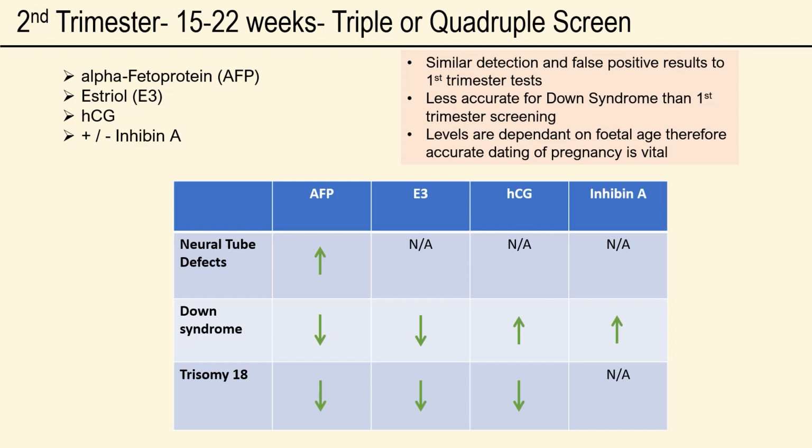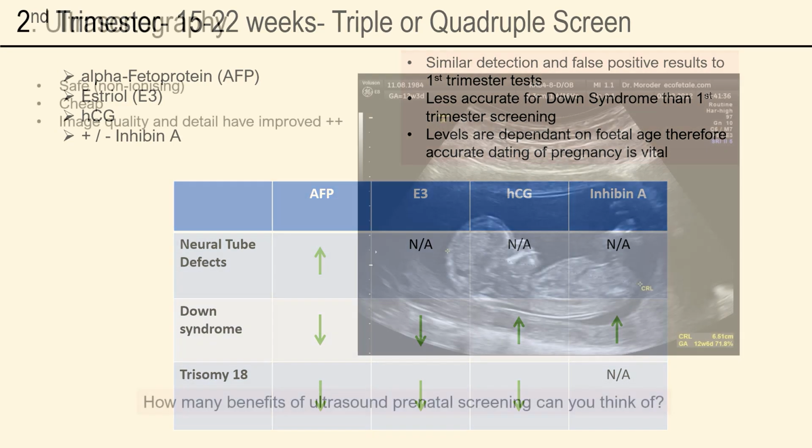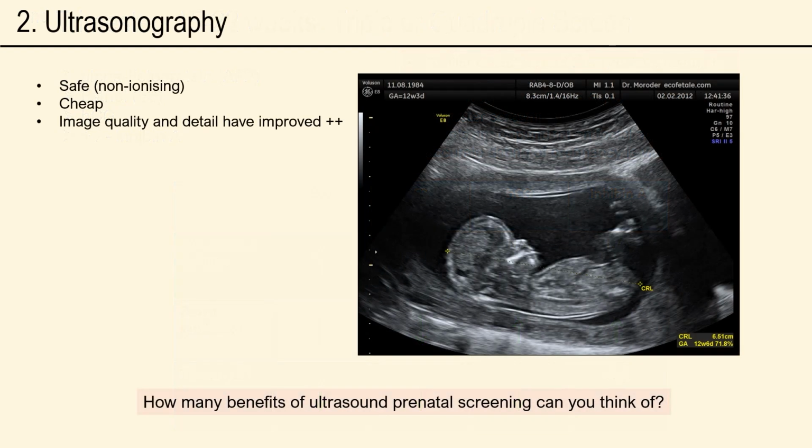It is worth reiterating that both the combined and the quadruple tests must take place within their allotted gestational time frame, and so they must have been conducted having had a dated ultrasound scan, in conjunction with the serum blood draw. The reason that we use ultrasonography is because it's safe, cheap, and the image quality is very good, and we are seeing regular improvement with this technology.